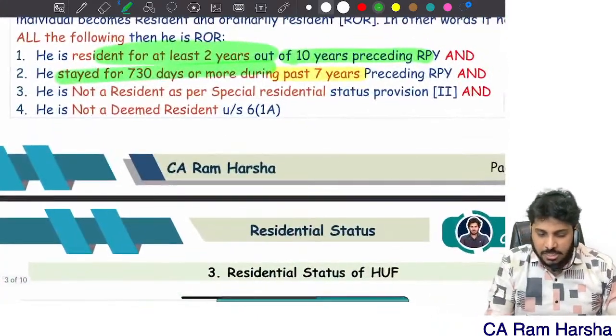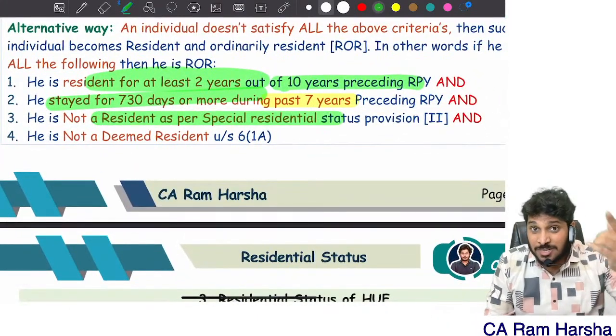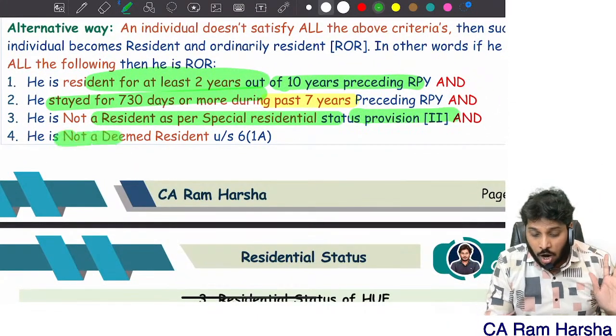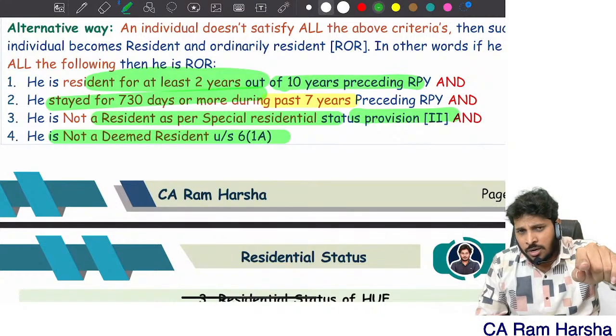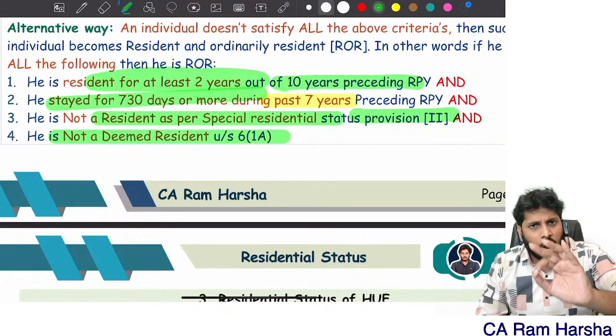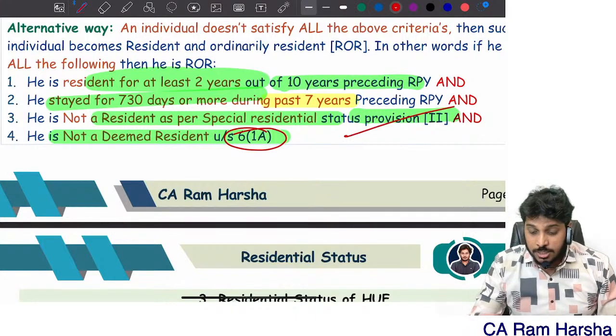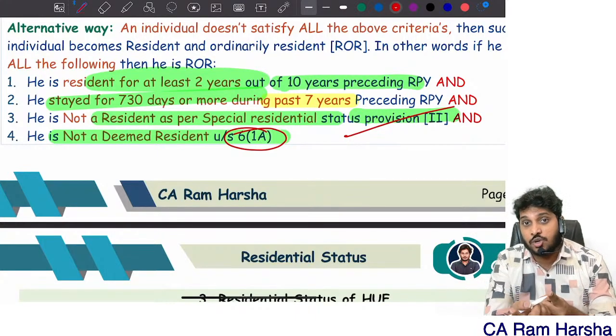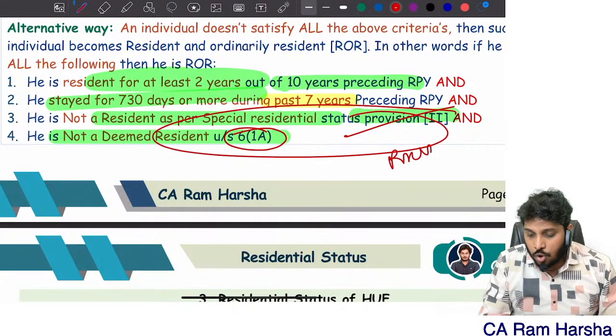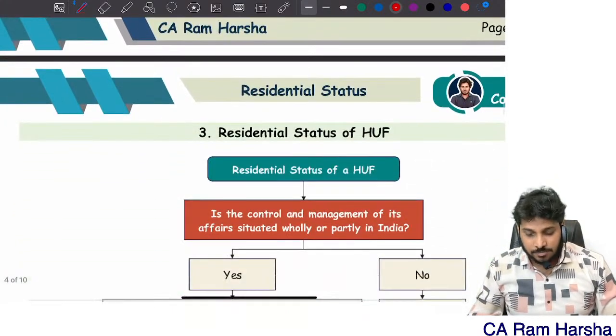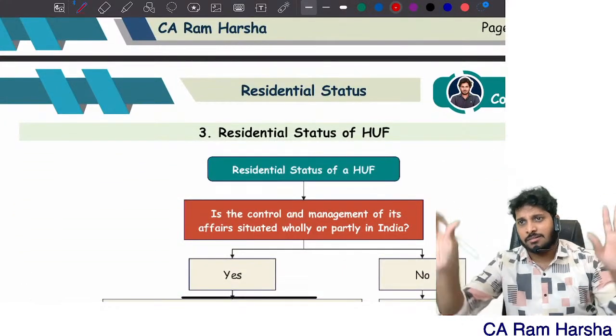Remember, a person who is a resident as per special residential status in category 2, or who is a deemed resident as per section 6 subsection 1A, or special resident as per 15 lakhs 120 days logic, he is always RNOR. That's it. Easy.